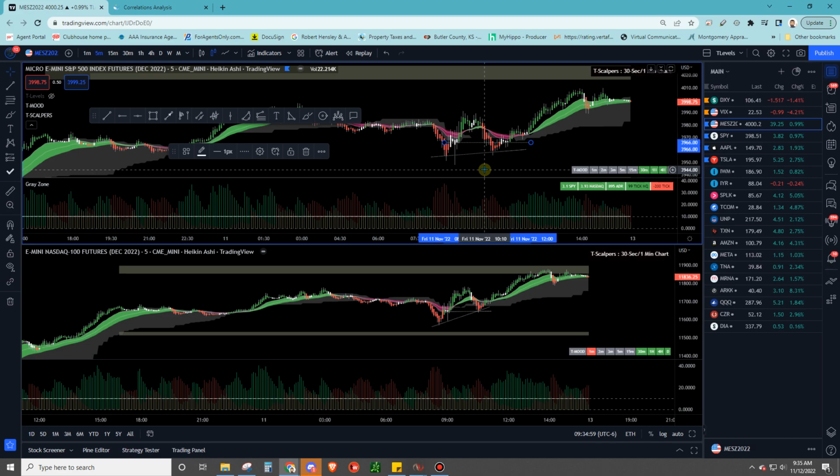So that's what I say. The analyst's different than the trader, so you've got to kind of wear two different hats. But anyways, we're looking at the bullish divergence here versus S&P.